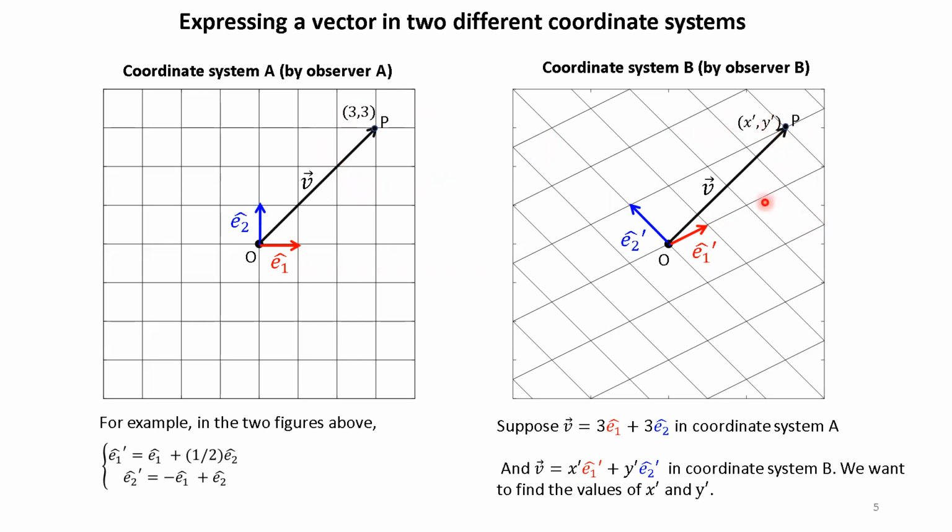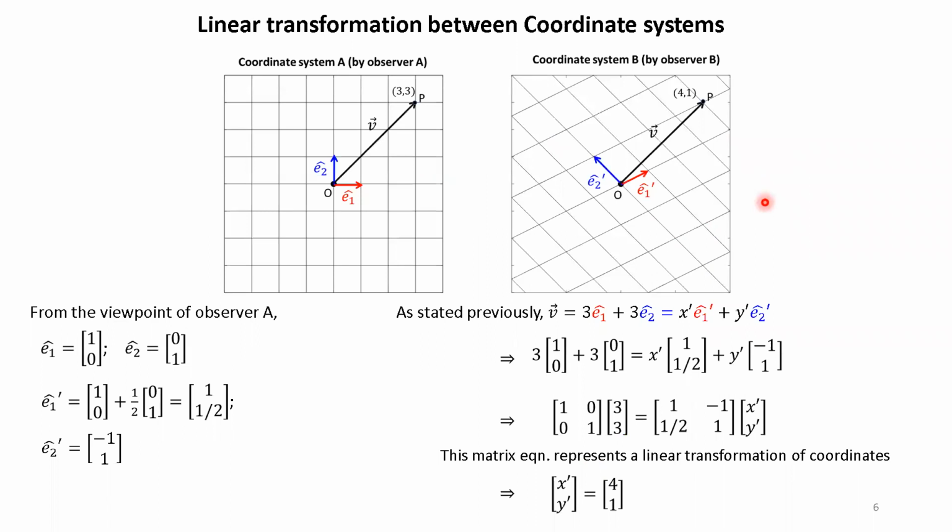But we'll actually do it systematically, using the algebra. We are standing in coordinate system A, so from our viewpoint I call e1 to be (1, 0) and e2 to be (0, 1). And using these two relations, e1 prime is this vector, and e2 prime is this vector.